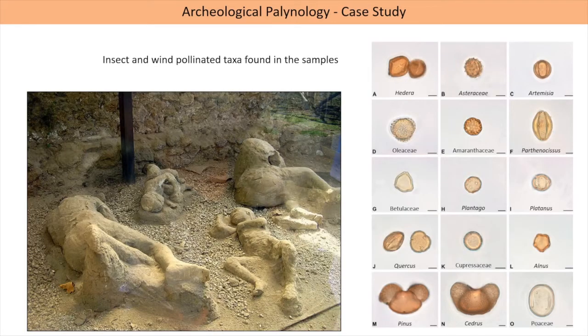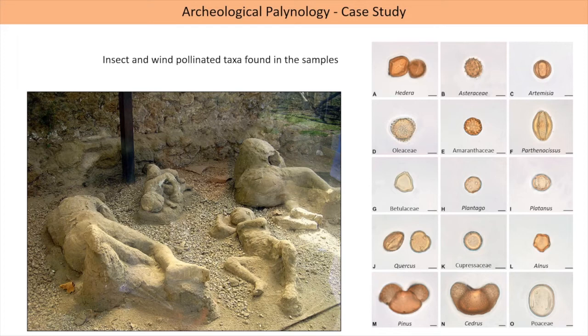In total, we identified 31 pollen types in the investigated samples, reflecting the vegetation as reported from ancient Pompeii. We found insect-pollinated taxa, like Hedera, and most of the pollen grains are wind-pollinated taxa. Most of the rest you can see here.